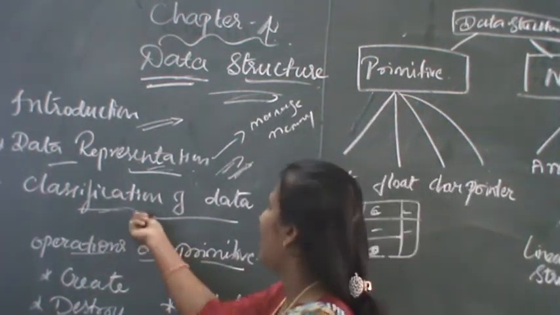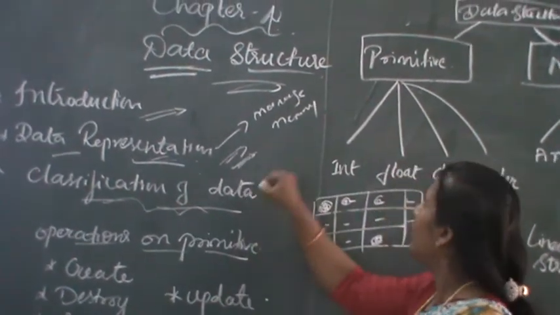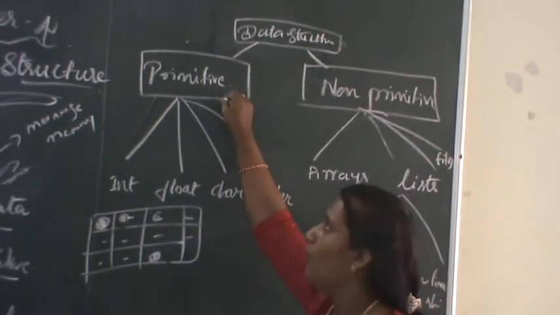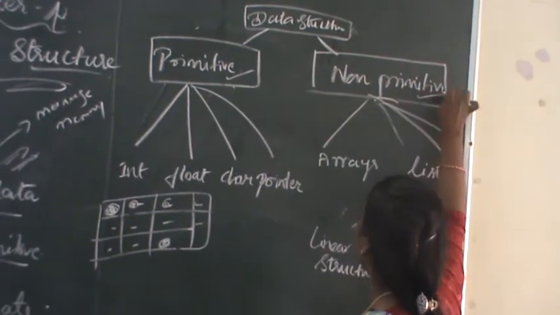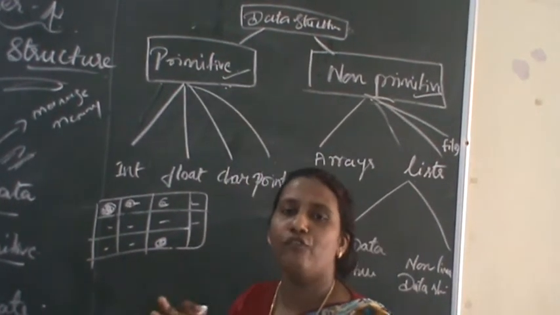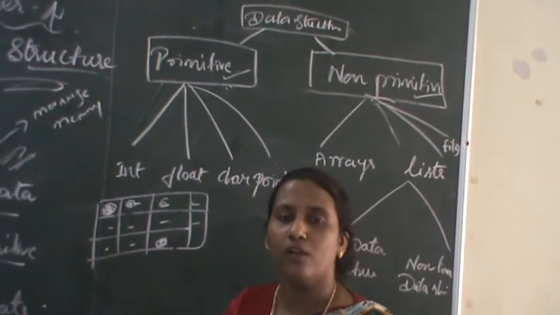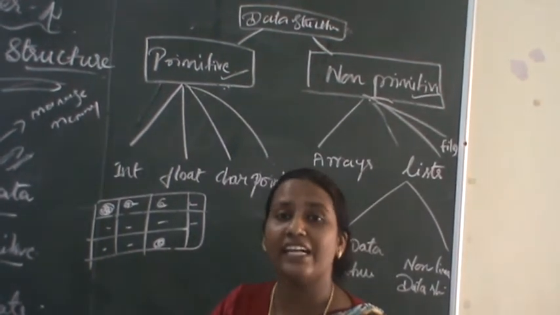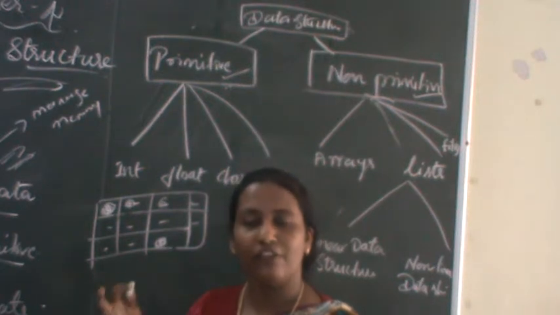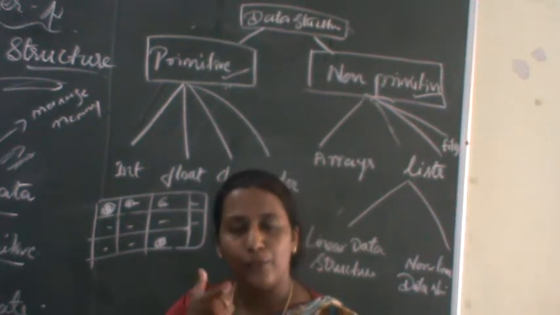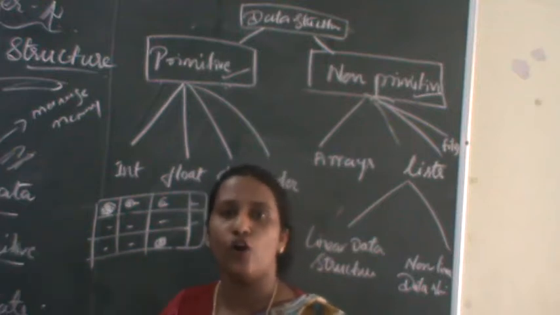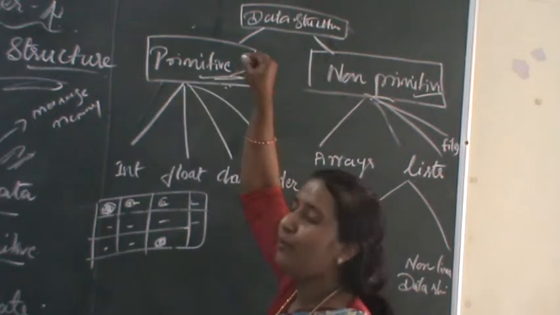Now, classification of data structure. In classification of data structures, we have two types. One is the primitive data structure, and the other is the non-primitive data structure. A primitive data structure is a type of data structure which is operated at the machine level, directly operated by the machine. Which machine? Of course, the computer. The computer will directly read the data and operate on it automatically. Such forms of data are termed primitive data structures.